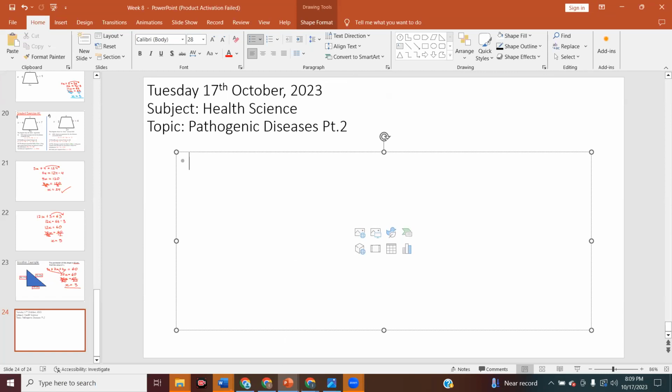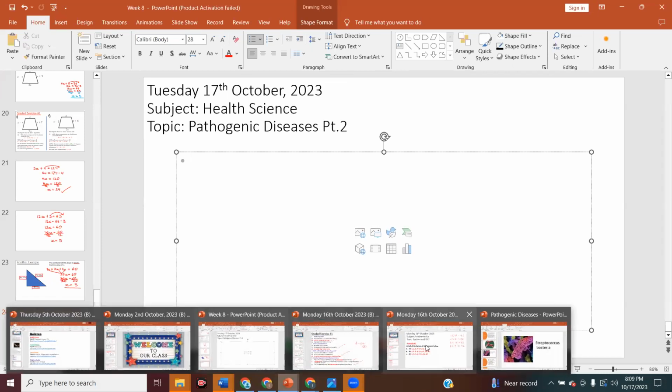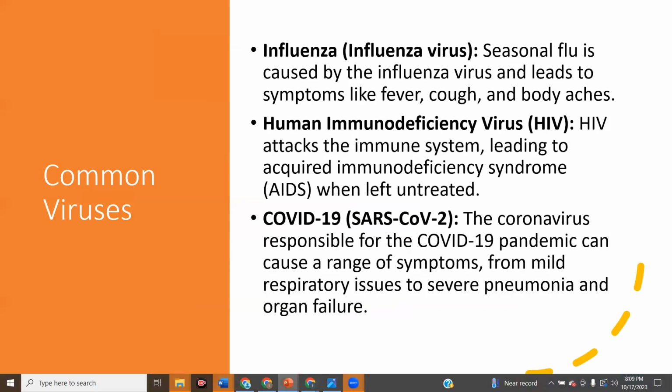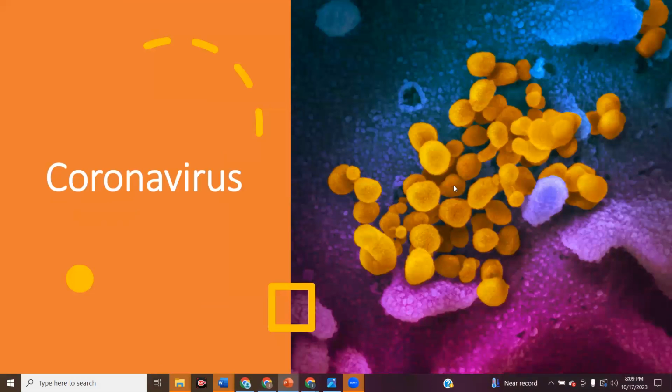COVID-19. Let me show you the coronavirus underneath the microscope. So COVID-19, SARS-CoV, is responsible for COVID. The yellow stuff is the COVID virus, and the stuff around it is the cell. So the virus here is invading the cell. Now, when viruses invade the cell, they multiply, and they cannot replicate outside of a host. So they need a host to replicate.